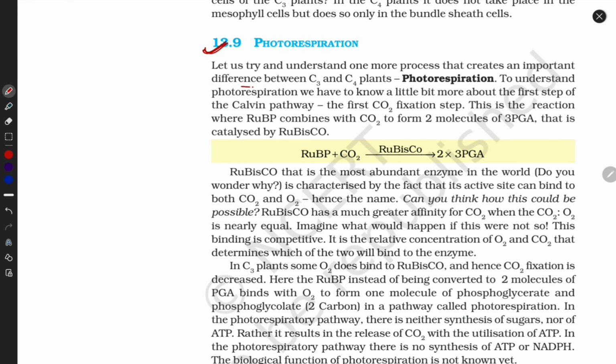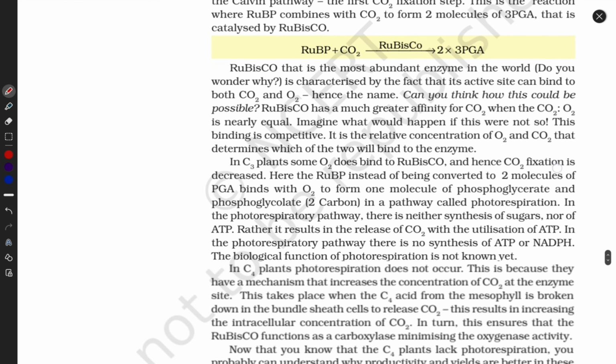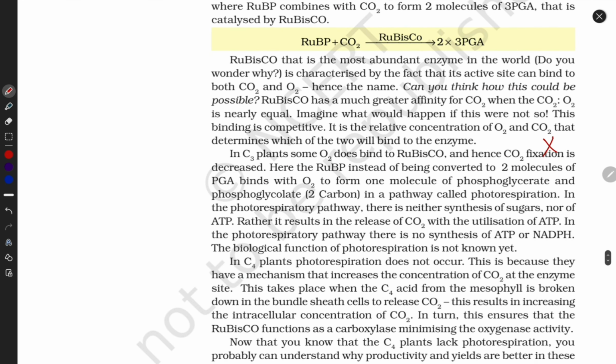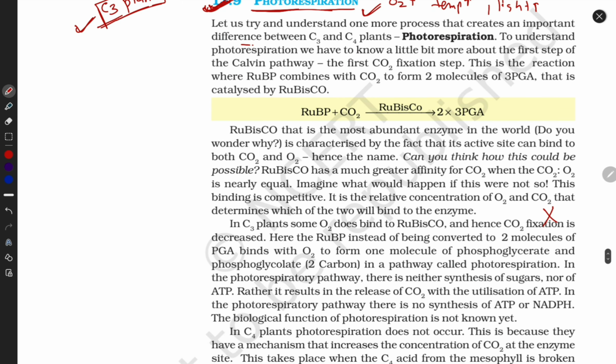This is the loss of the C3 plants. C4 plants protect themselves from photorespiration, but C3 plants can't protect themselves. What is photorespiration? In the case when the O2 level is high in the atmosphere, the temperature is high, and the light level is high, photorespiration is conducted. Now is there any flow chart? No, your book does not give any kind of flow chart, but I'll make it for you.